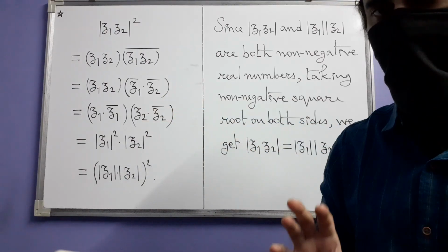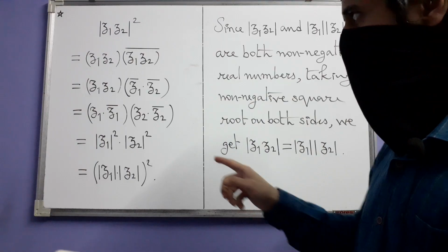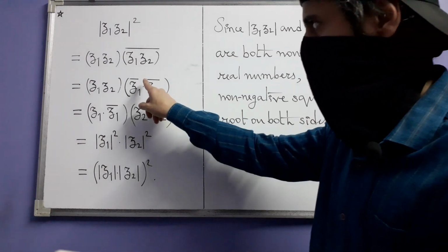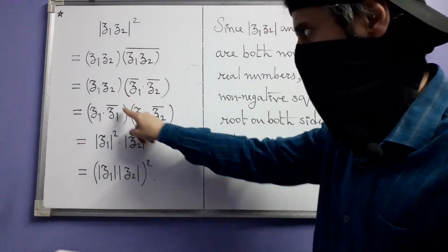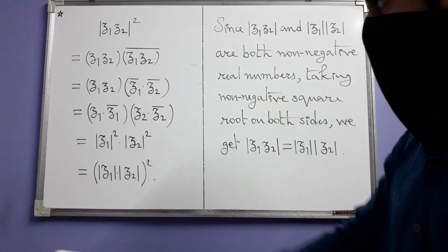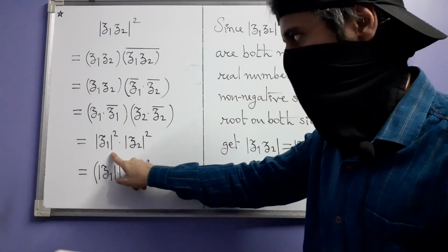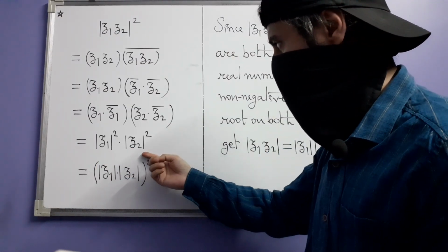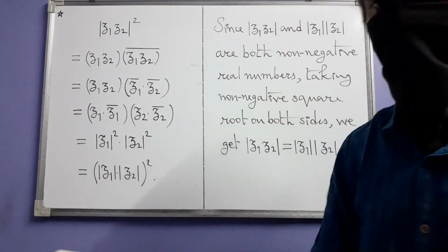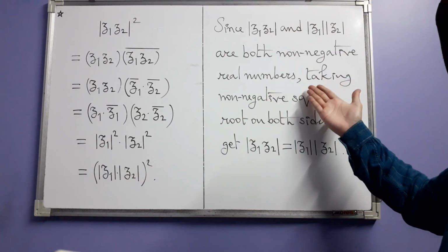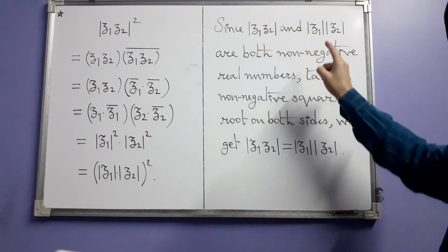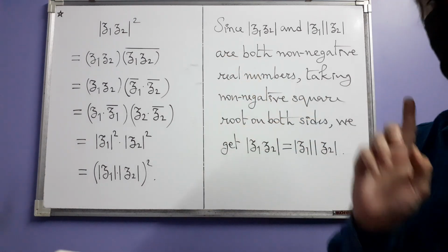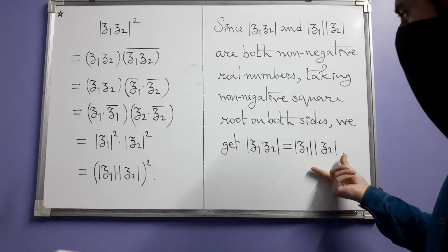Then after rearranging things, why can you rearrange? You can rearrange because complex multiplication is commutative and associative. That is why. But anyway, you bring z1 bar with z1 and move z2 over to z2 bar. This is the absolute value of z1 squared times the absolute value of z2 squared, which is the square of the product of their absolute values. And then we have this observation: this as well as this are both non-negative real numbers, and that is why we can take the non-negative square root on both sides.